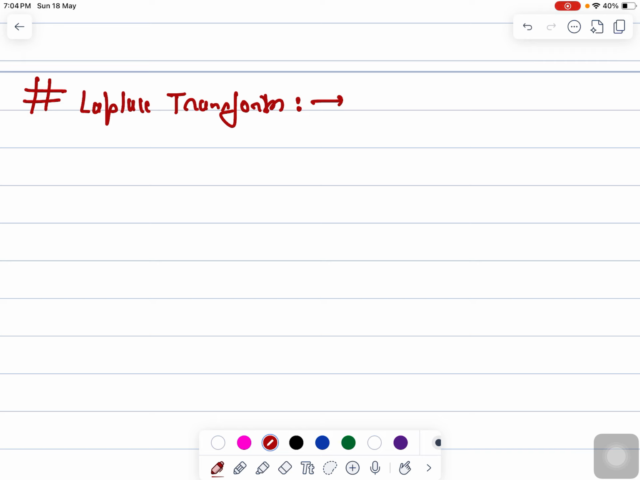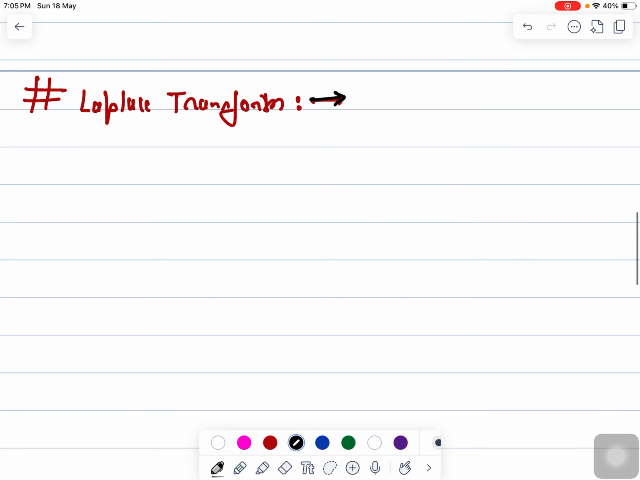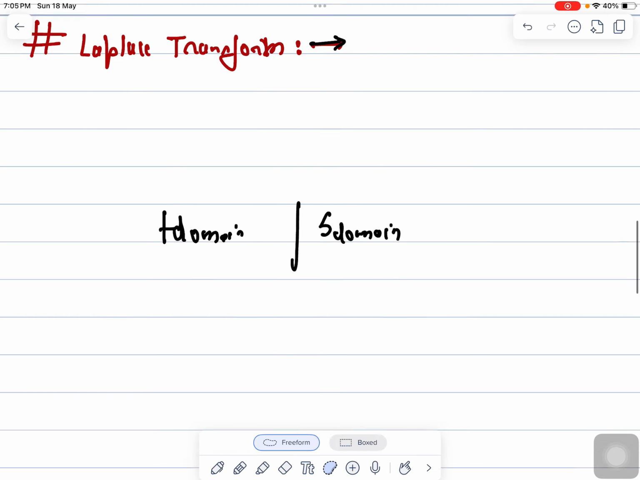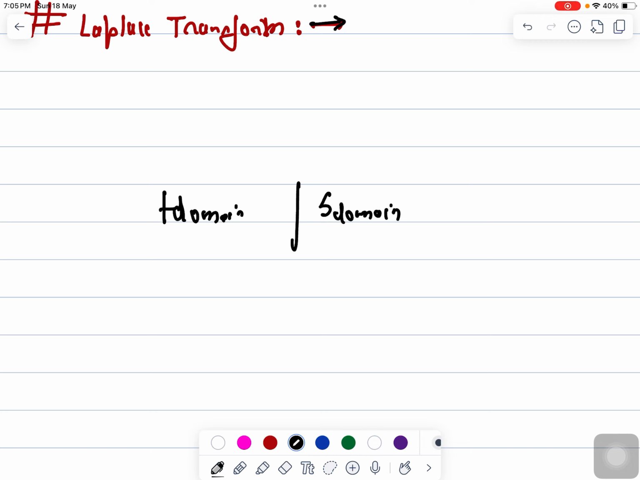So why are we going to the Laplace transform? The motivation is clear: we are going to solve some differential equations, and in order to solve them we will use the Laplace transform, right? So in process dynamics and control, we have two things. There is a T domain and there is an S domain. I'll write these things here, then this will be easy. Sometimes we will be converting T domain to S domain, and sometimes S domain to T domain.